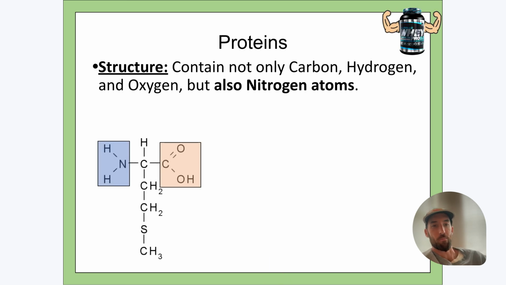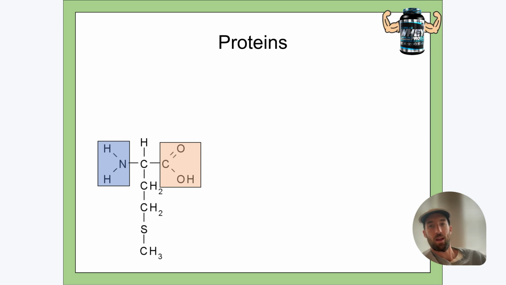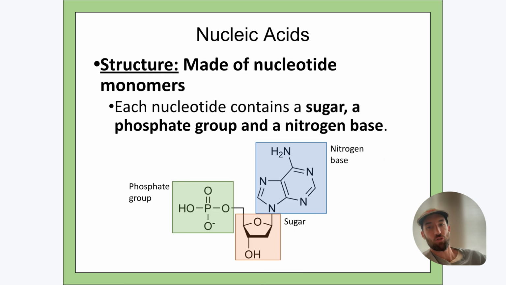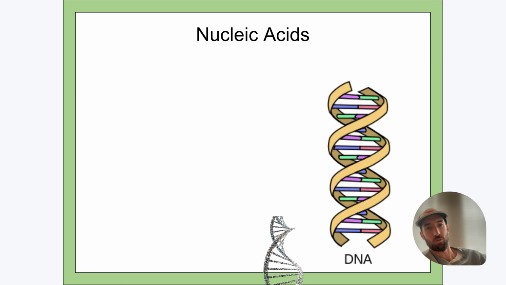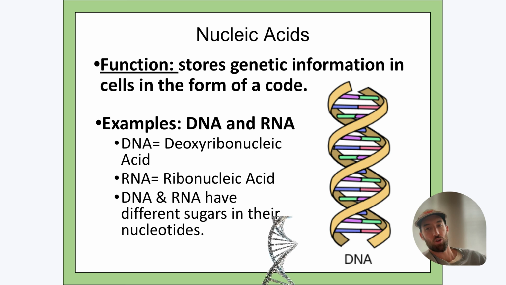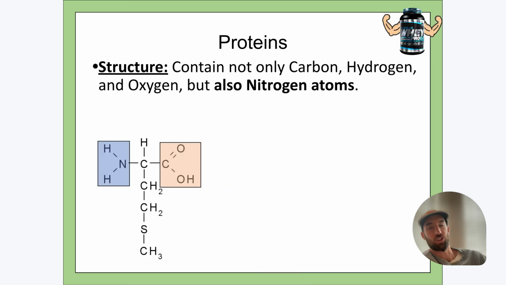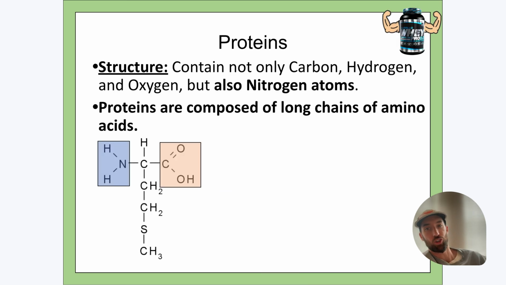Proteins are made of amino acids, which is the monomer. So I actually want to go back real quick. Nucleic acids have carbon, hydrogen, oxygen, as well as nitrogen and phosphate in their chemical structure. So more than just CHO, they also have N and P. Proteins have carbon, hydrogen, oxygen, and also nitrogen.